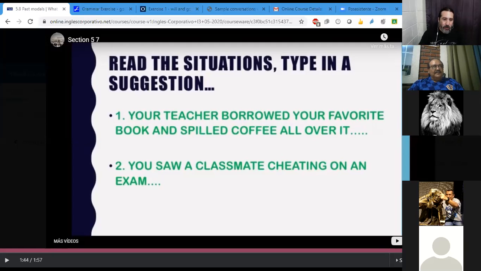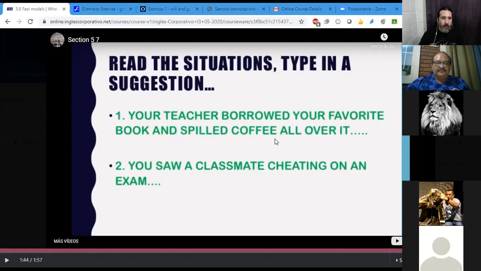Or the other one you say, for example, I would have told him not to expose the book to any liquid. I would have recommended him to take good care of it because the book means a lot to me. So these are different ways of saying what you didn't do, and probably the teacher didn't really take care of the book.